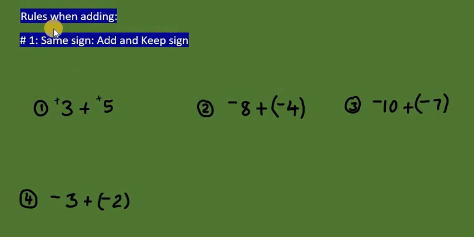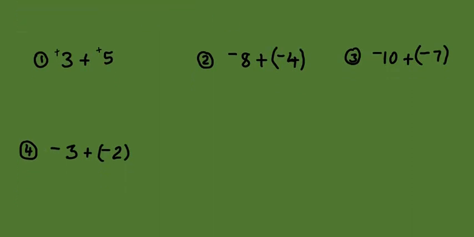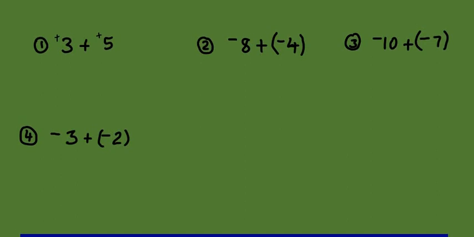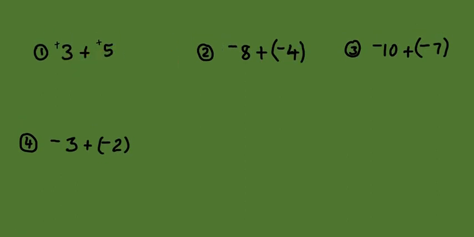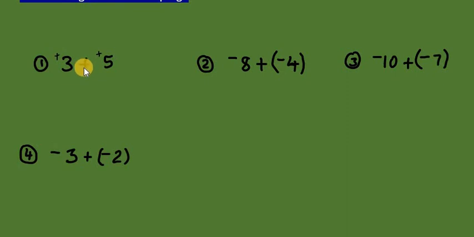Now, whenever we're adding negative and positive numbers, if the signs are the same, we simply add and keep the sign. So let's look at the first one. The first one here is 3 added to 5. So we're adding positive 3 to positive 5. The signs are the same, so we add them and keep the positive sign. Of course, because the 8 comes right after the equal sign, we do not need to put the positive. It's implied.